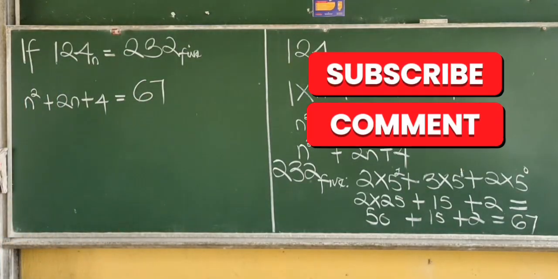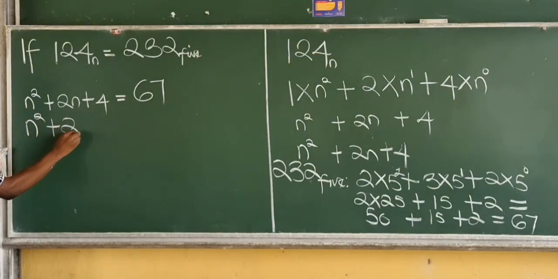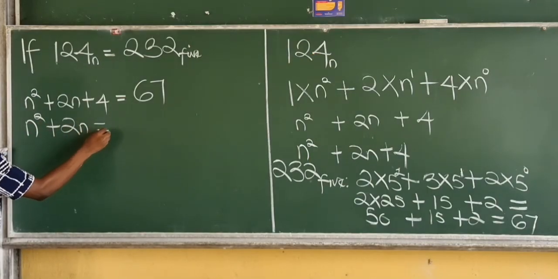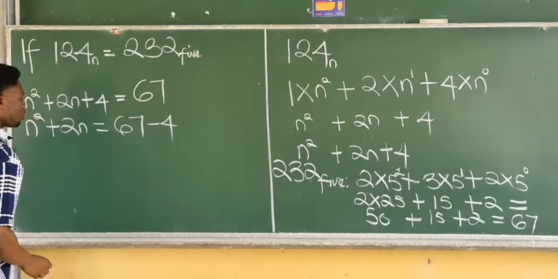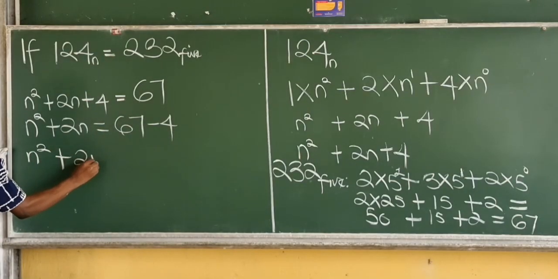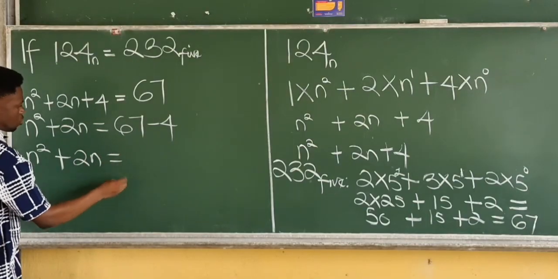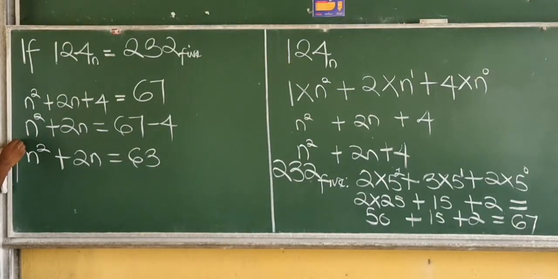Okay, we can compare these two equations by collecting like terms. That becomes n raised to the power of 2 plus 2n equal to 67 minus 4. And we have n raised to the power of 2 plus 2n is equal to 63. This is our quadratic equation.